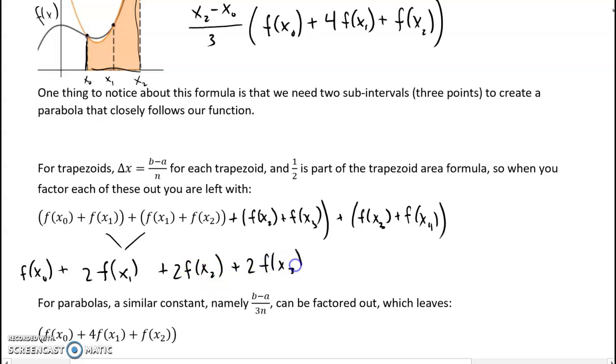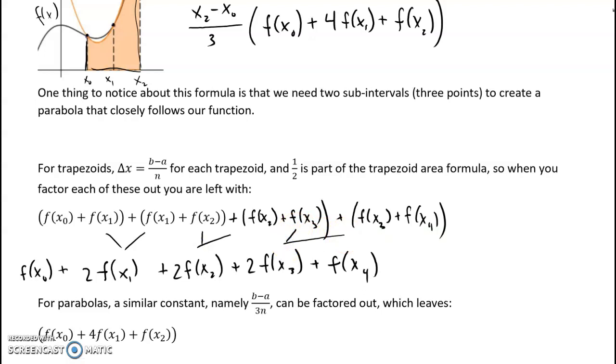And I believe we mentioned this earlier in the last video. But the first one and the last one only get used once, but all the ones in the middle get used twice. Okay, and that's a pattern that we see with the trapezoidal rule.